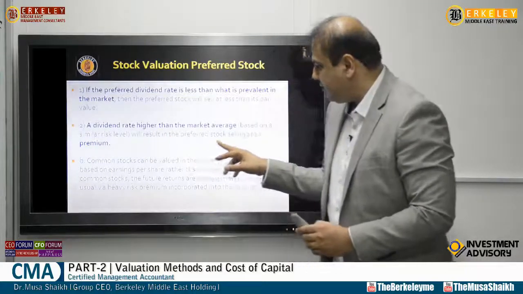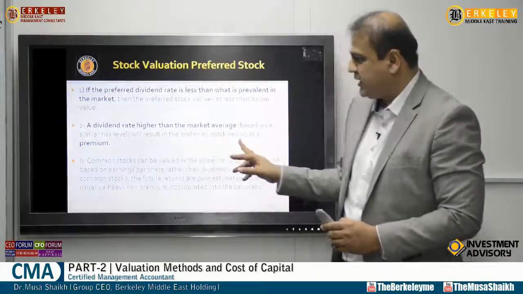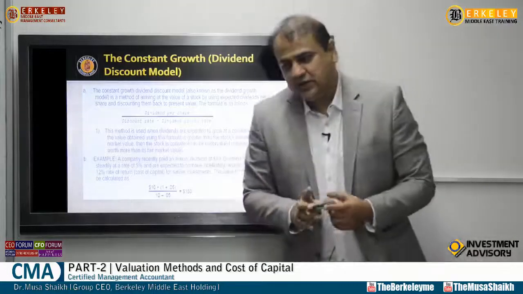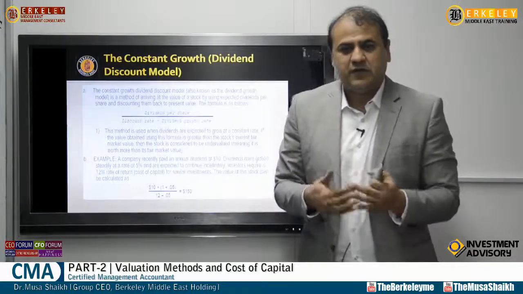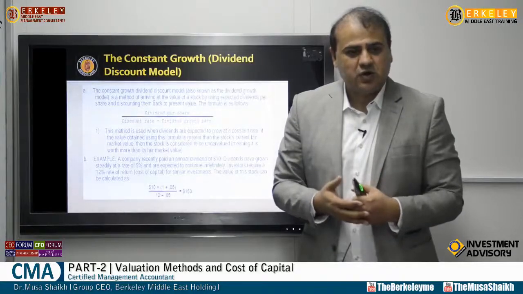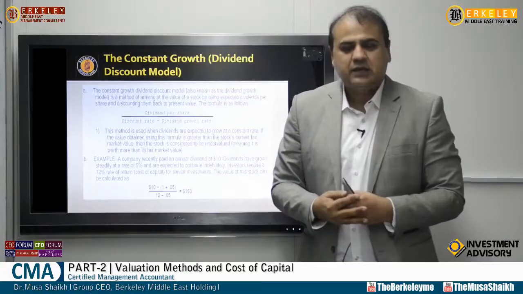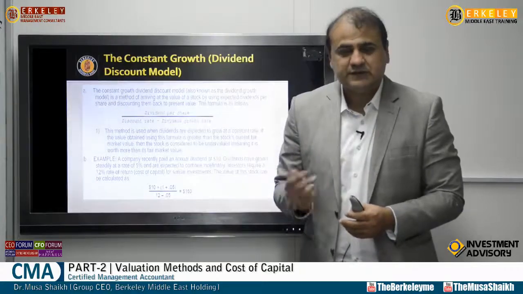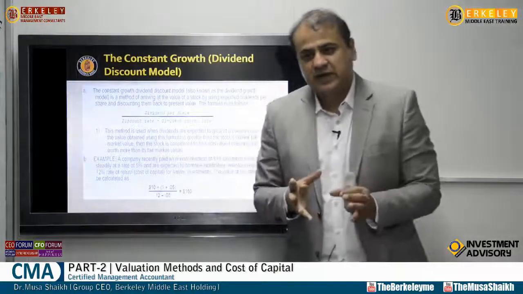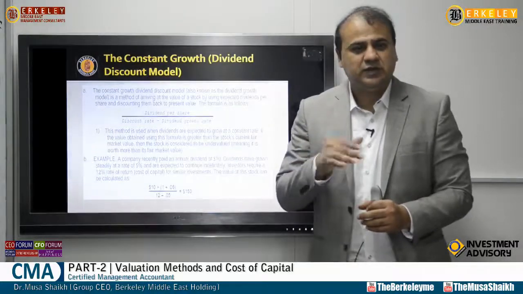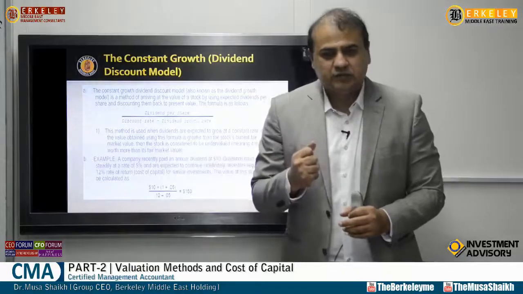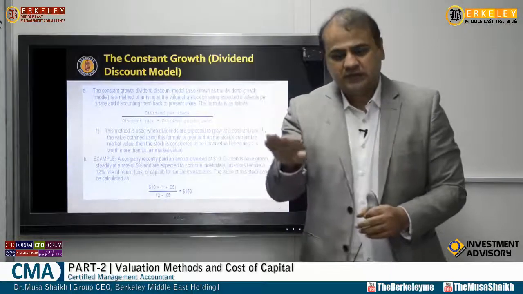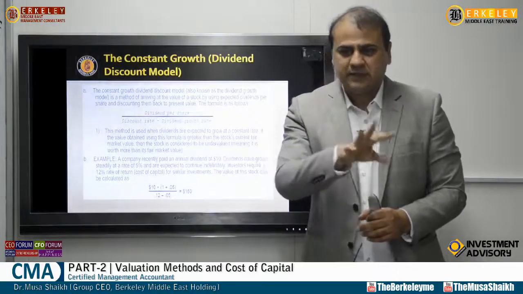A dividend rate higher than the market average will result in a preferred stock selling at a premium, and vice versa, meaning discount. Because we are going to be CMAs, and if our company is into share stock, a listed or public limited company, then we will frequently deal with preference stock, ordinary stock, bonds. So this is one of the very important factors: what dividend means, the return to the shareholders we are giving. Are we giving every year a steady same amount? Is it growing, or sometimes too high, sometimes too low?